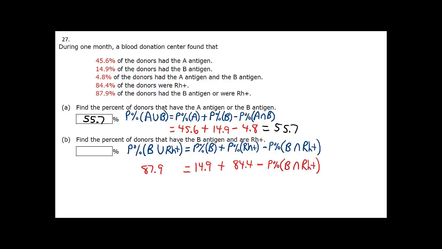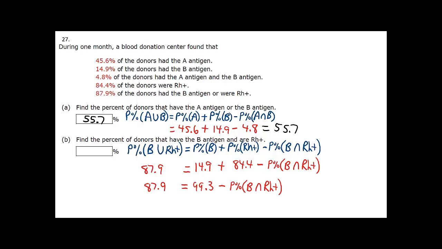But this time, I know the number on the left. I know that the percentage having the B antigen or the Rh plus antigen is 87.9. It's the last piece of information they gave us in the original problem. I also know that the percent having the B antigen is 14.9. The percent having Rh positive is 84.4. But I don't know that intersection because that's the question I'm trying to answer. So I just add up 14.9 and 84.4 and get 99.3.